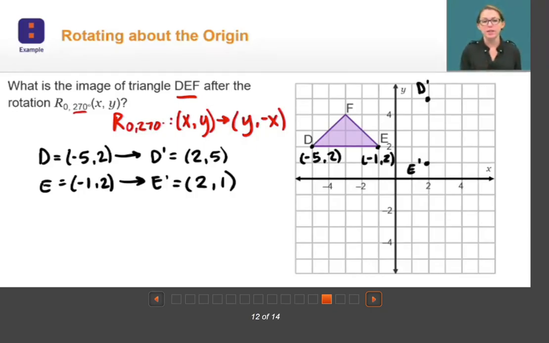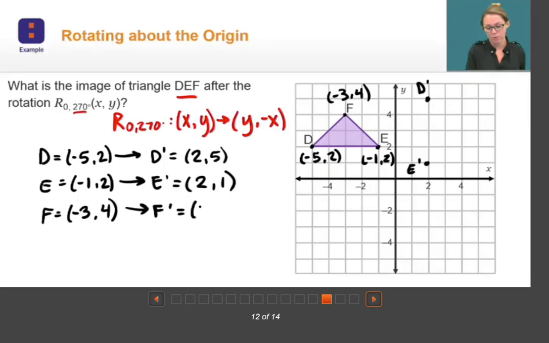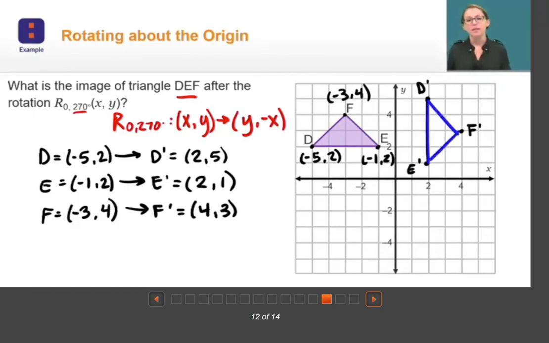And now we're dealing with vertex F. So vertex F is located at (-3, 4). Write that down here. And if F prime is located at (y, -x), then F prime will be located at (4, 3). Let's go ahead and plot this at (4, 3). And this is where F prime will be located. Now let's connect these vertices to form the sides. So we've created a new image after rotating triangle DEF.